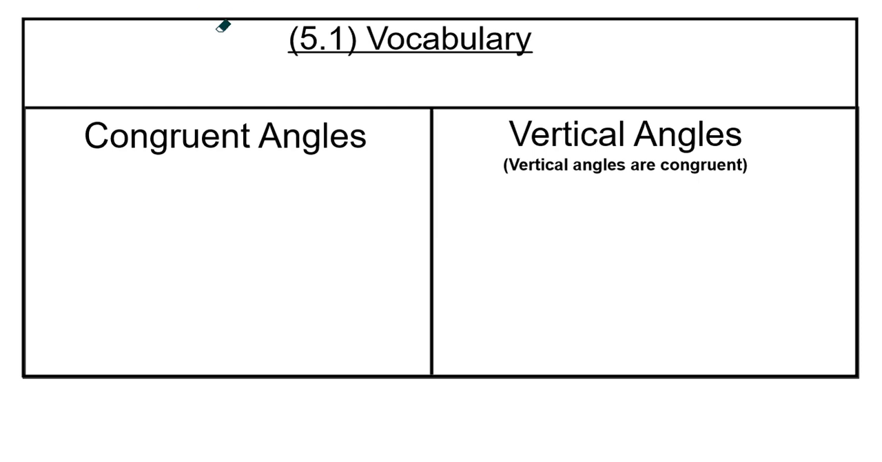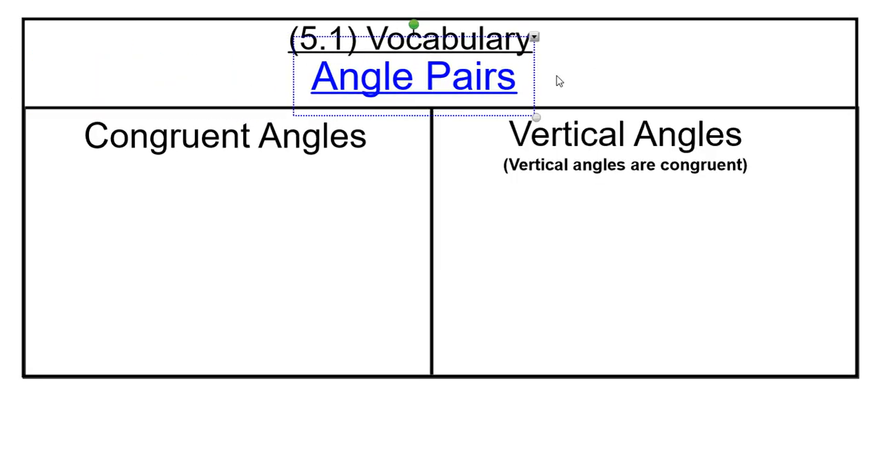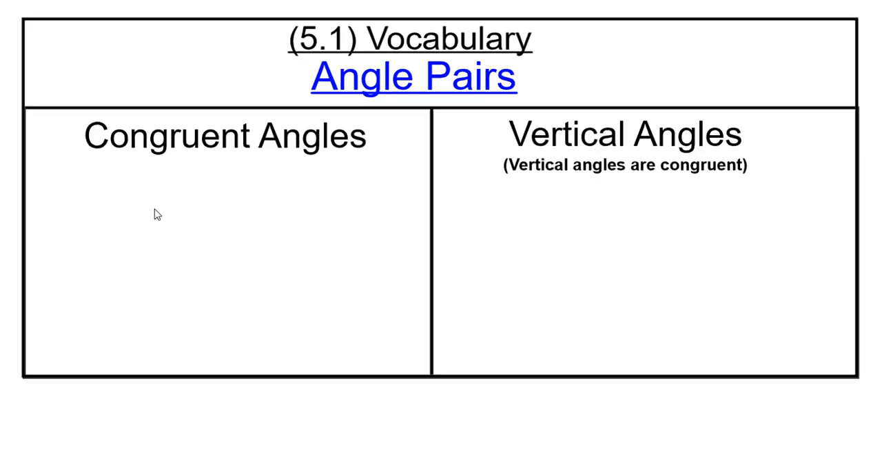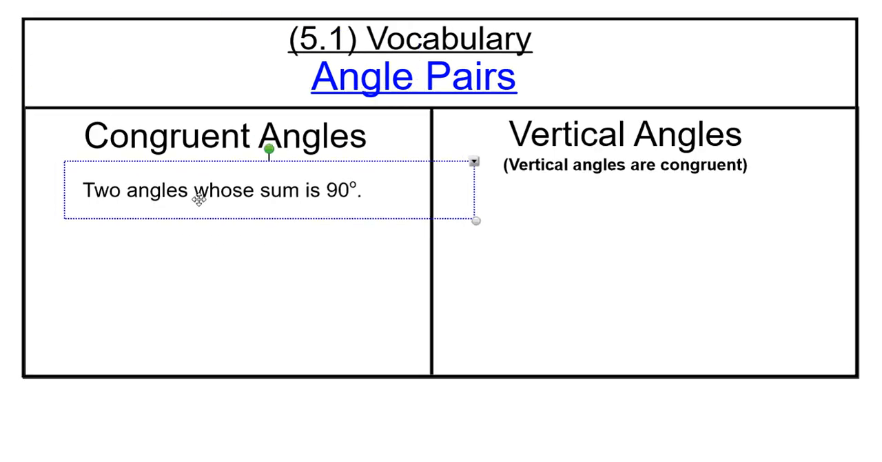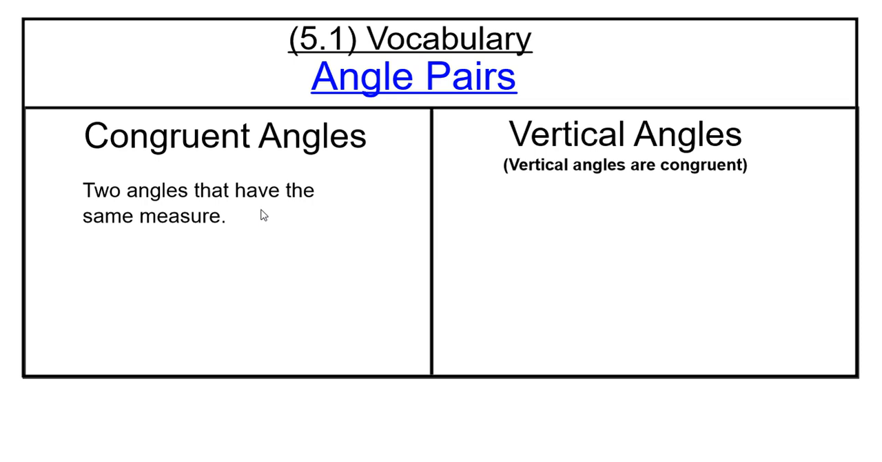All right, so on the next one, again, it says angles, so we have more angle pairs. So I'll just copy this over here, some more angle pairs. So congruent angles. Congruent angles are two angles that have the same measure. Two angles with the same measure.